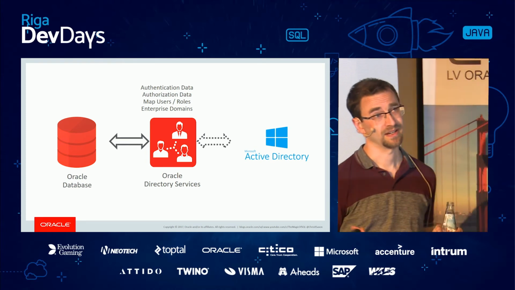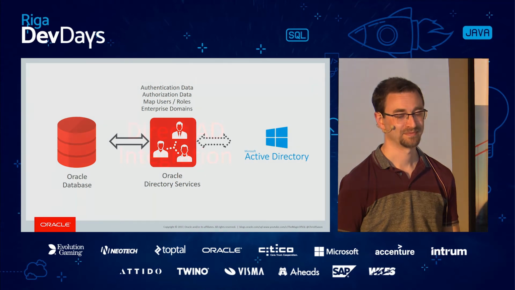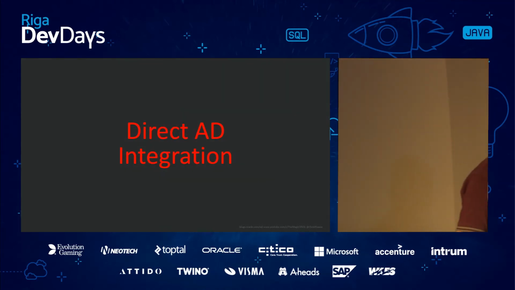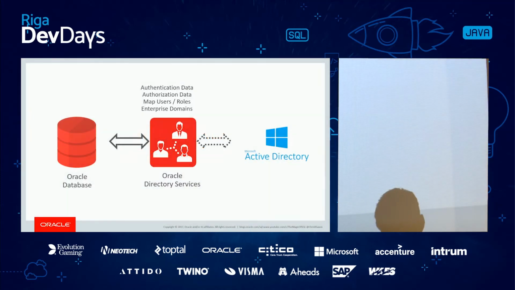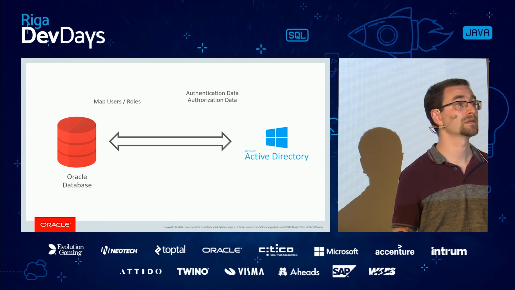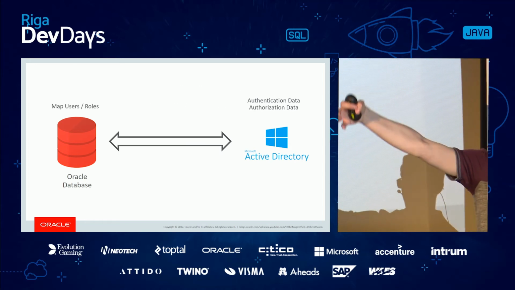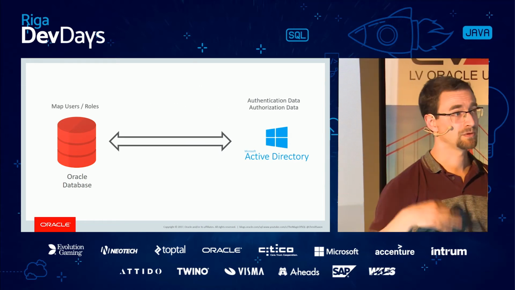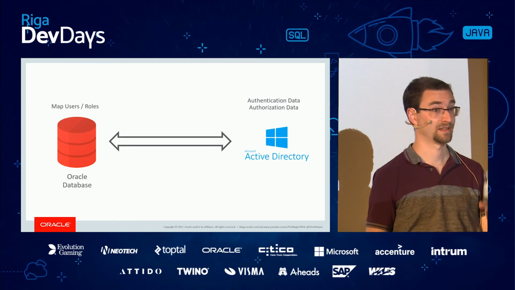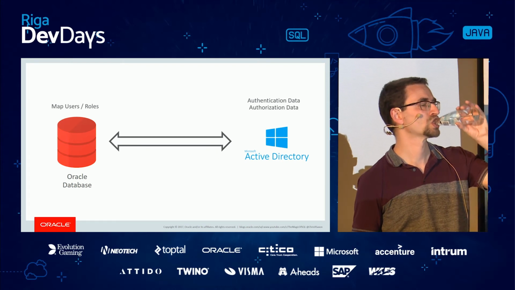So 18c, we've cut out the middleman. We've now got direct Active Directory integration. So instead of Oracle Directory Services, we can cut that out and go straight to AD. So now you can map your database users directly against AD users and do all your authentication there, simplifying the process of authenticating and identifying who people are.